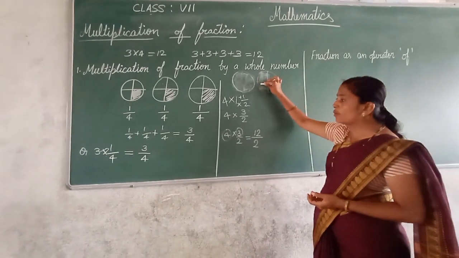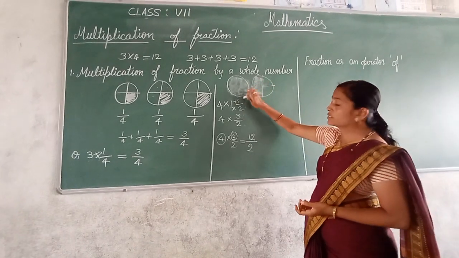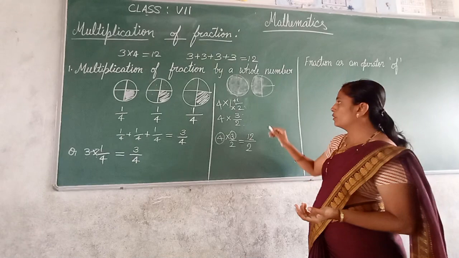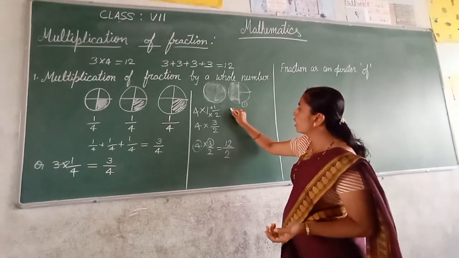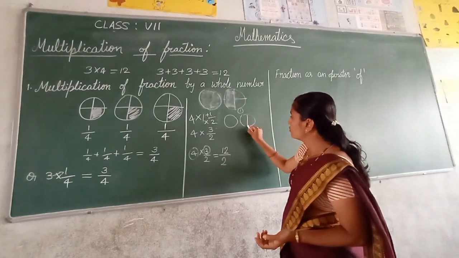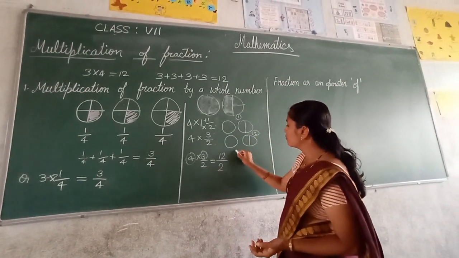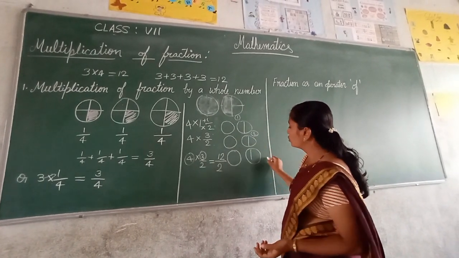How? I have shown only one picture here. I have to repeat this how many times? 4 times I should repeat. This is 1 time over, 2 times if you want, I will show you. This is 2 times. This is the 3rd time. This is the 4th time.